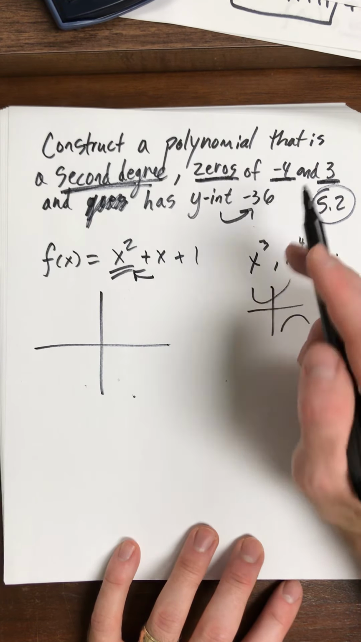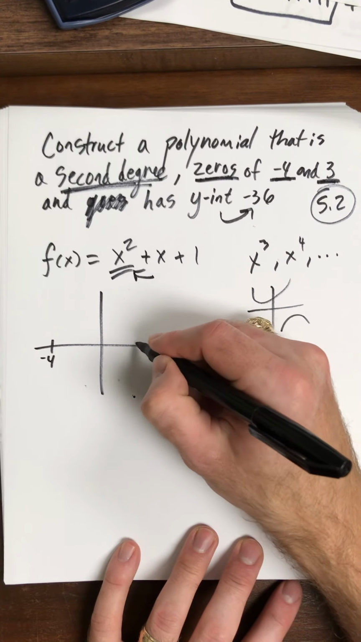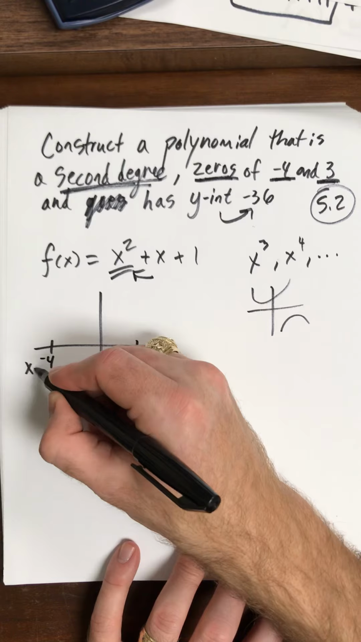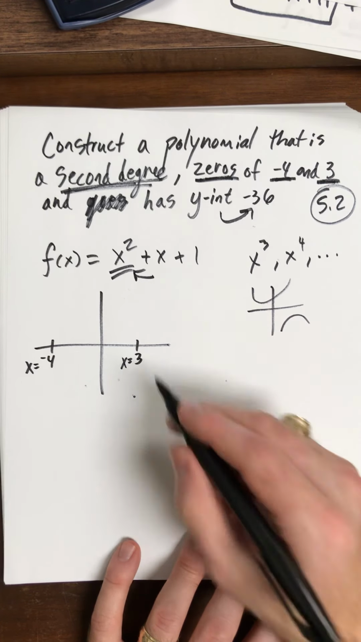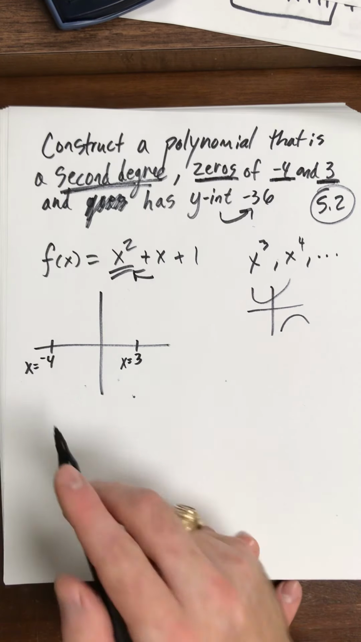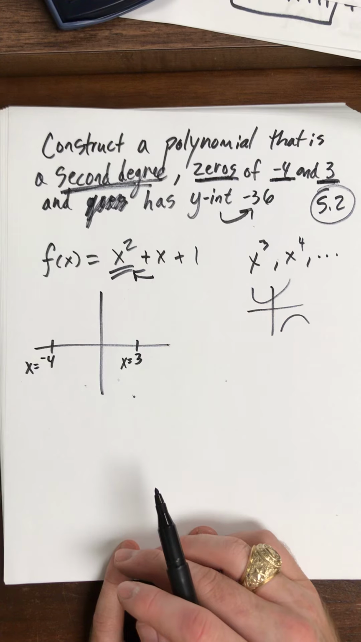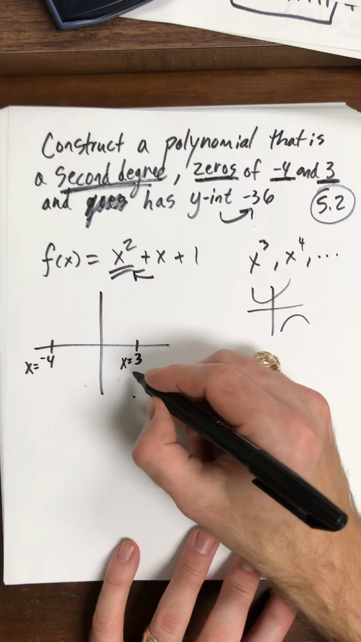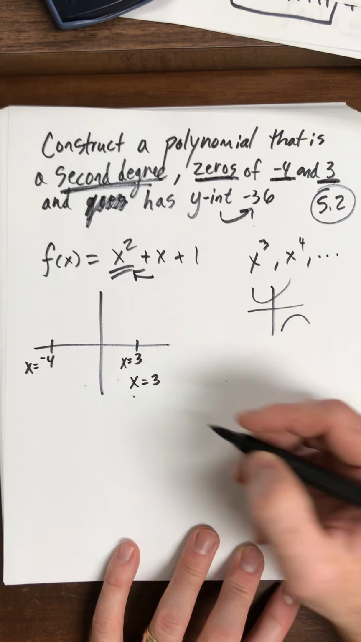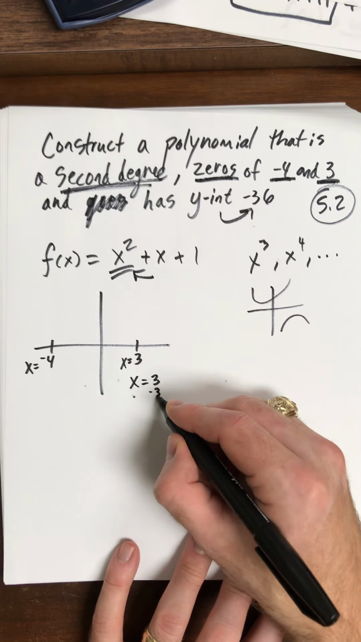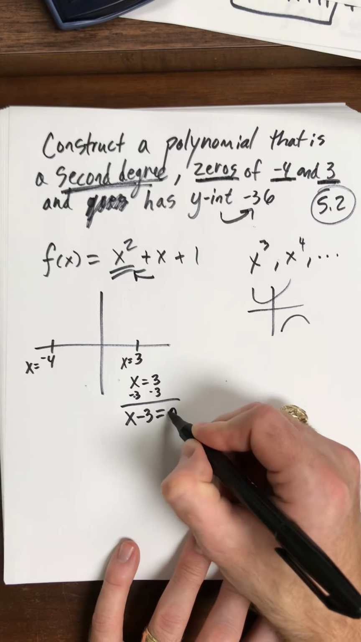So the zeros here, we're told, are -4 and 3. So x equals -4 and x equals 3, okay? Those are my zeros. Now, if you think about this going backwards, I want it to be 0. How do I make x equal 3 be 0 on this side? To move 3, I subtract 3 from both sides. I have x minus 3 equal to 0.